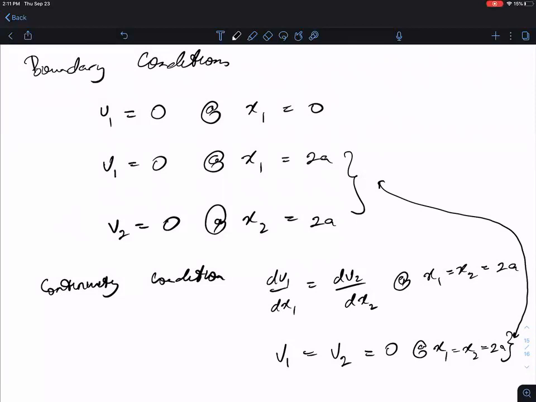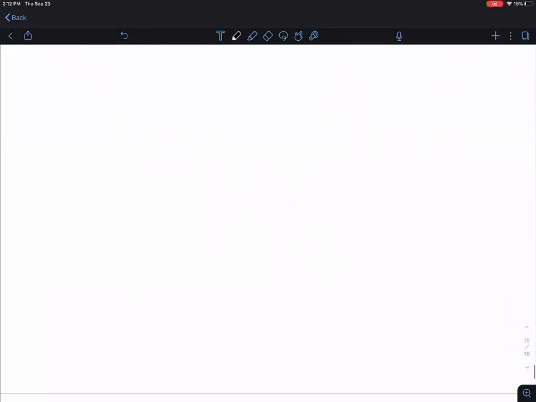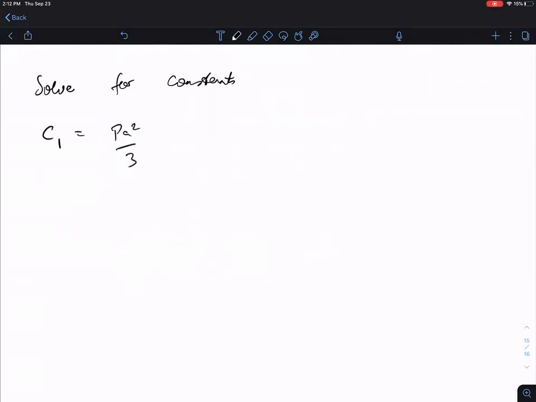Now we've established 3 boundary conditions and 1 continuity condition, so that allows us to solve for the constants. When we do that, we get C1 is equal to PA squared over 3. We get C2 is equal to 0. C3 is equal to 10 over 3 PA squared. And C4 is equal to minus 2 PA.